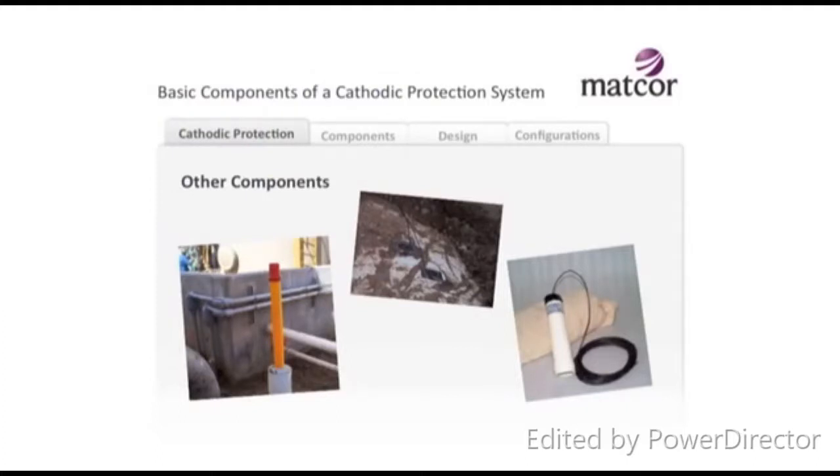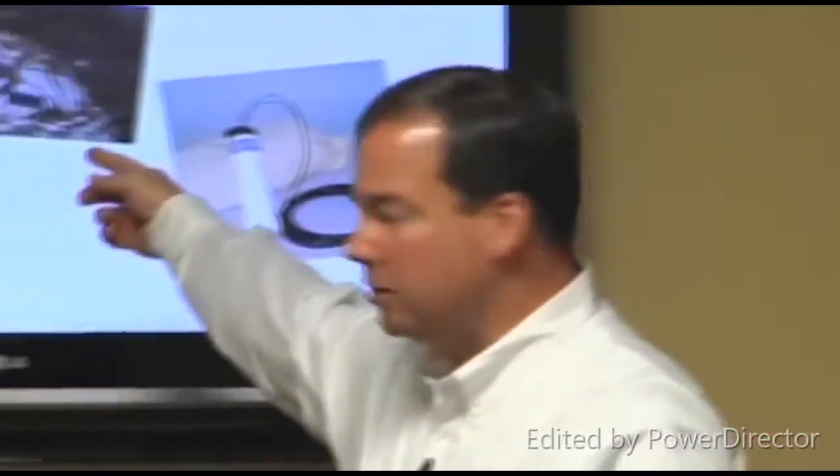Some other components, we talked about test stations to be able to monitor things. You see these little yellow pipes. If you're driving along a highway, you're going to see these little yellow pipes sticking up on the sides of the highways, especially if you see little signs that say gas pipeline. Those are test stations. That's an ability to go and touch or electrically connect to the pipe without having to dig it up. And you can see that right here in the center picture. In the center picture, you see some wires connected to the pipeline.